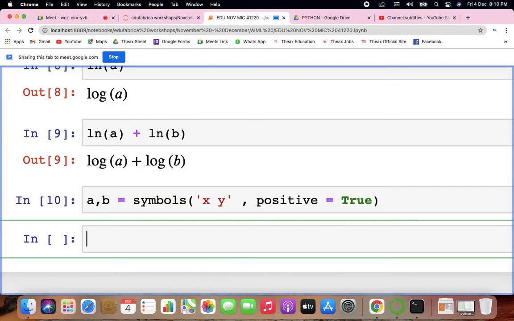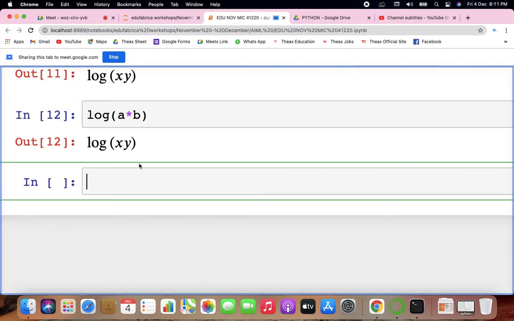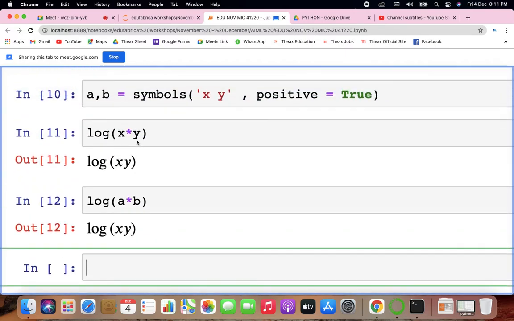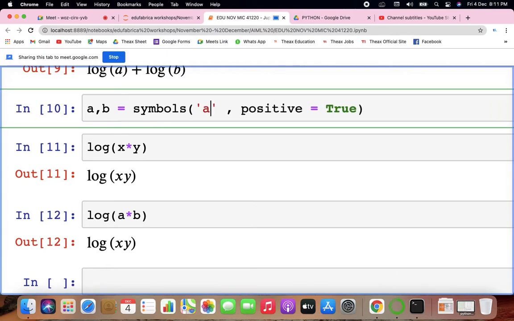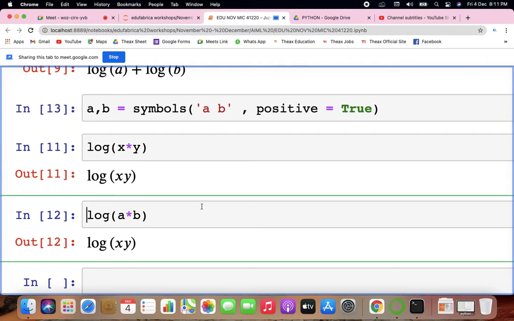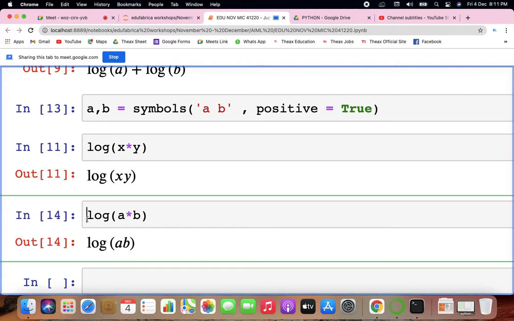So positive is equal to true, right? Now, if I say log x multiplied by log y, that is log x, right? If I say log a multiplied by b, right, giving you x, y. Why? Because a, b has been given as x and y. If I say a and b, that will be different, right? Log a. Now, we can use expand log, or log combine, right?